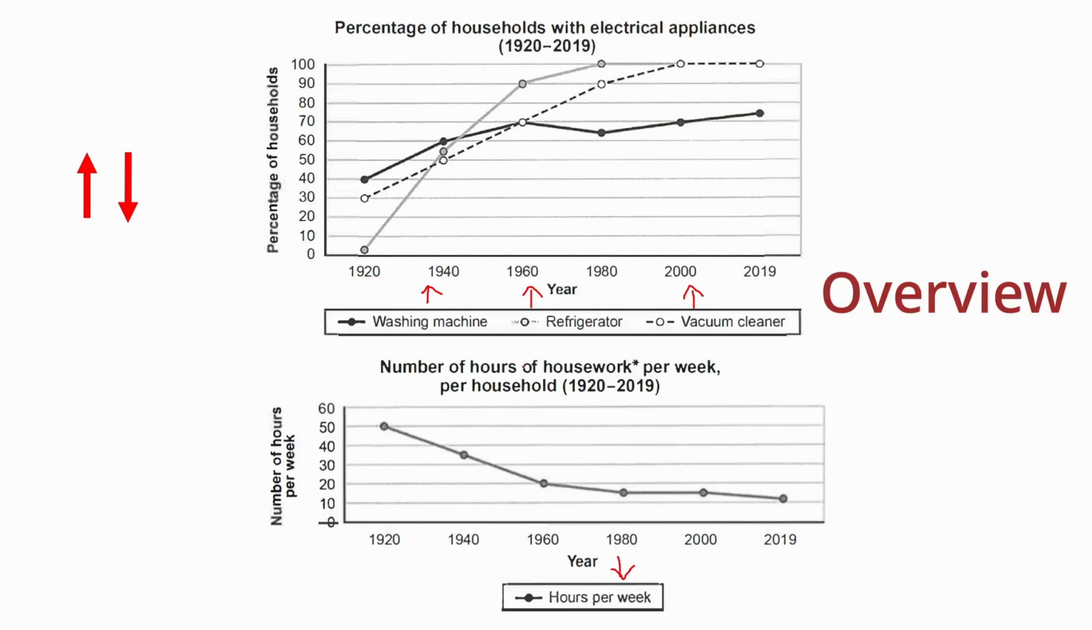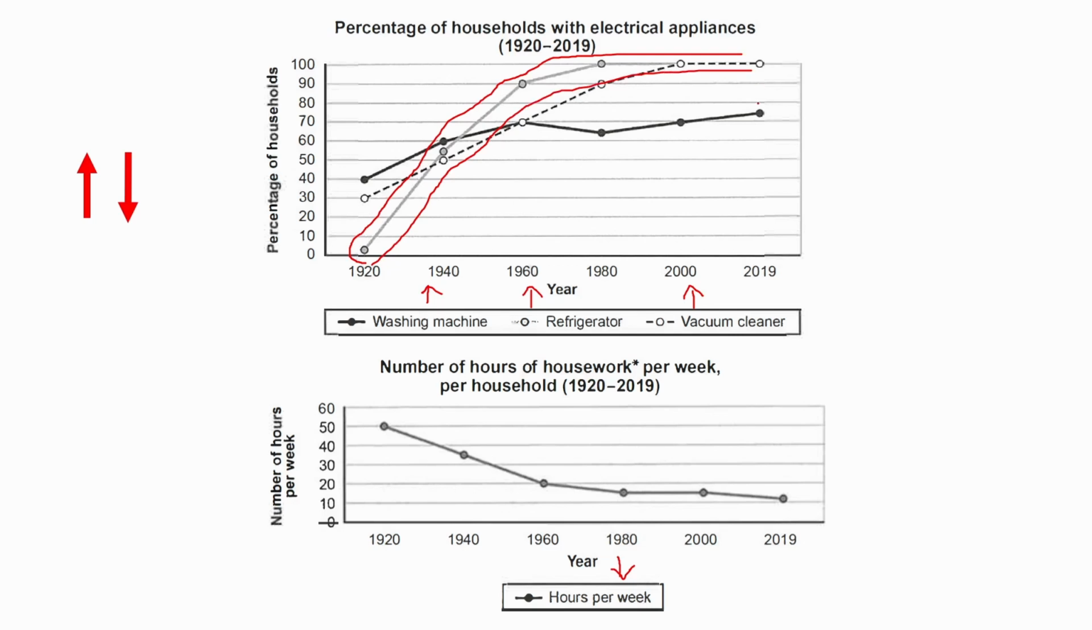So for the overview, we should choose the main features, right? So all of them went up. We should mention that. This is the general trend. And the most remarkable one, the biggest one, is refrigerators. So this is something I will mention in my overview. And for the second one, we just mentioned that the hours went down.